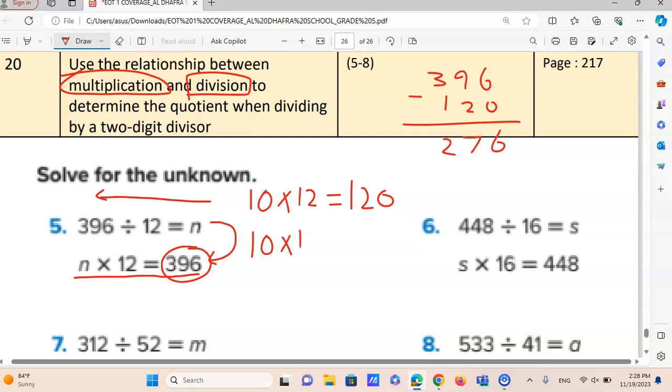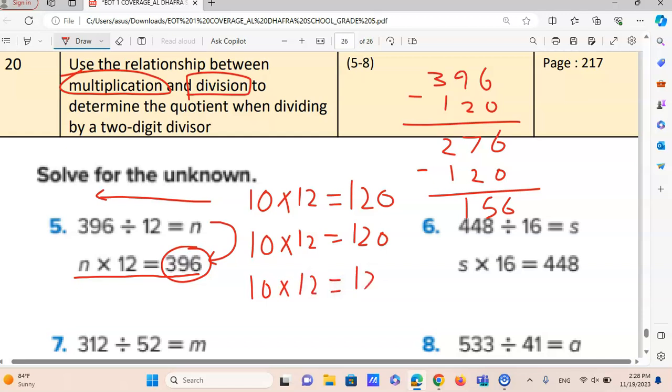10 times 12 equals 120. So I subtract again 120. 1, 5, 6. I can use it again until I finish and reach 0. 10 times 12 equals 120. I subtract again to know the remainder. 3, 6, here 0. Now I have only 36.